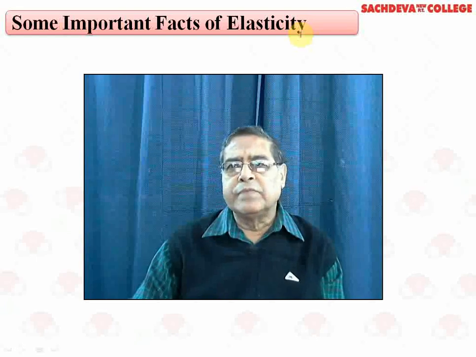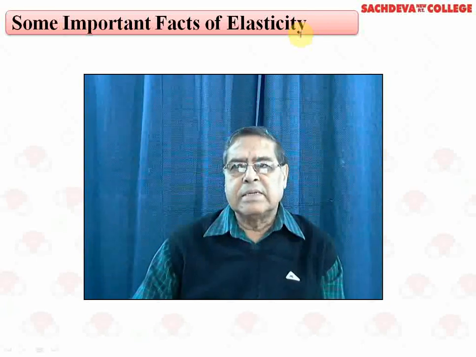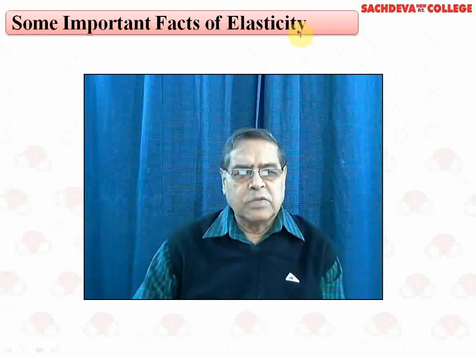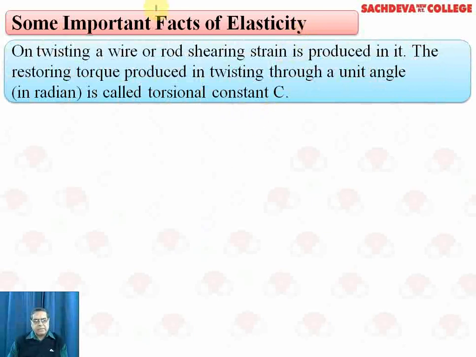But the moment we remove the load, we find that the steel wire will come to its original position earlier as compared to the brass wire. That is, steel is supposed to be more elastic as compared to brass. So now we come to the main concept. Now the main concept is like this.